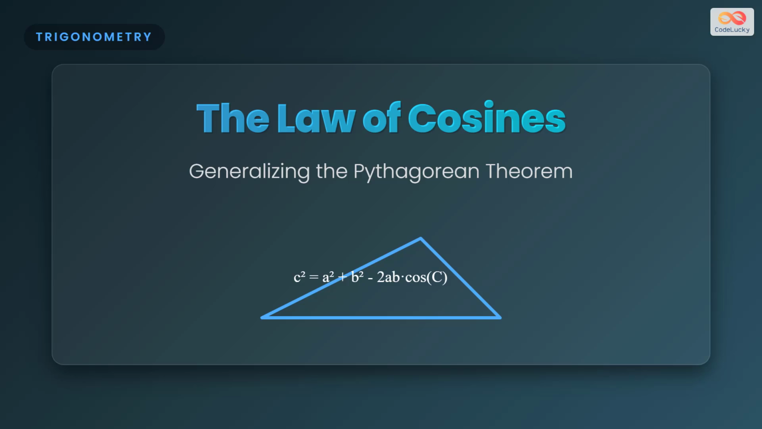Welcome to this lesson on the law of cosines. In trigonometry, we often work with right-angled triangles, but what happens when we step outside that comfort zone? Today, we will explore a powerful formula that generalizes the Pythagorean theorem, allowing us to solve for sides and angles in any triangle, whether it is acute, obtuse, or right-angled.